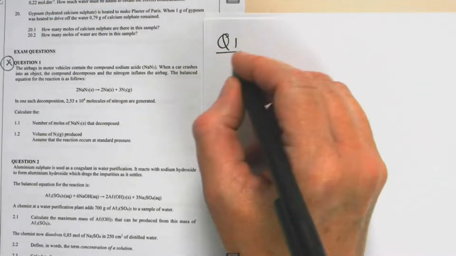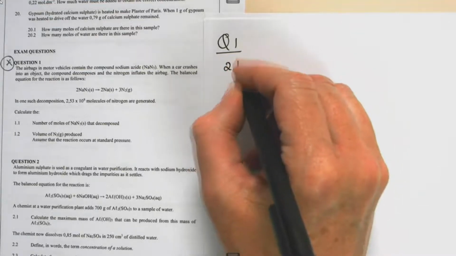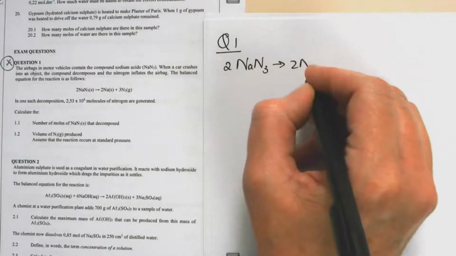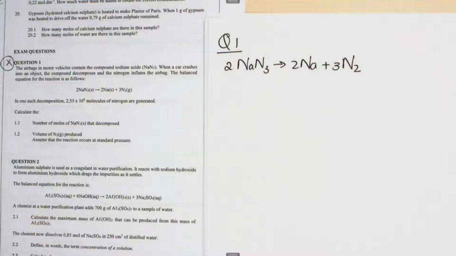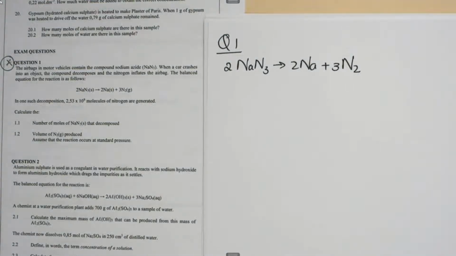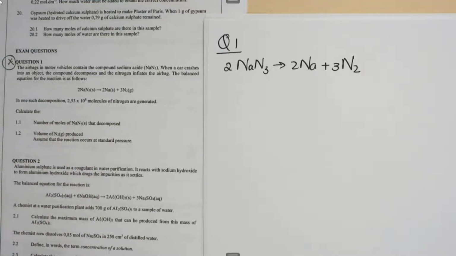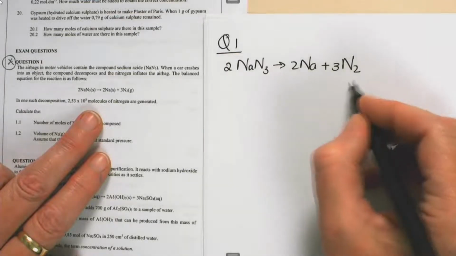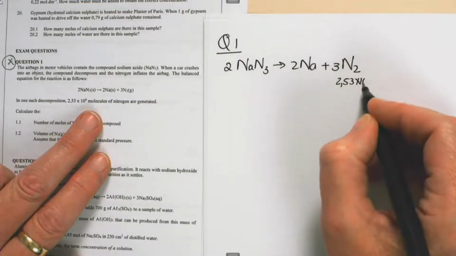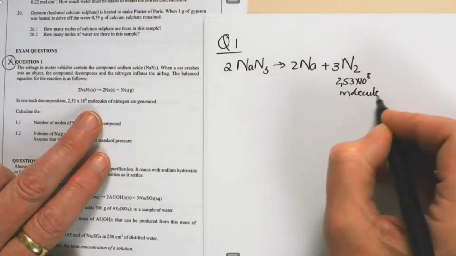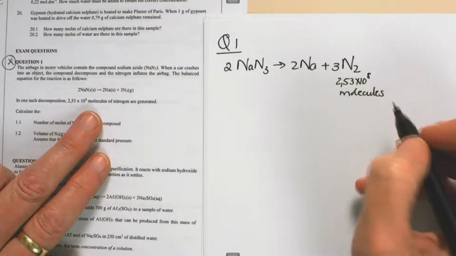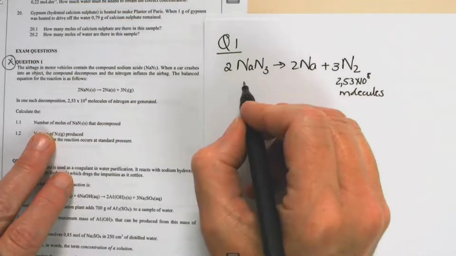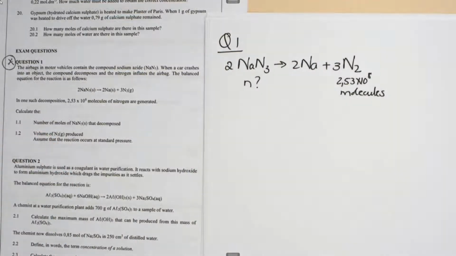Now they say the balanced chemical equation. So let's start again and say we're using the balanced chemical equation: 2NaN3 gives me 2Na plus 3N2. So I'm starting again with the balanced chemical equation. What is given and what is asked? They say in one such decomposition, 2,53 times 10 to the power of 8 molecules of nitrogen are generated. So this is nitrogen N2, and that's given. What is asked? The number of moles of NaN3.